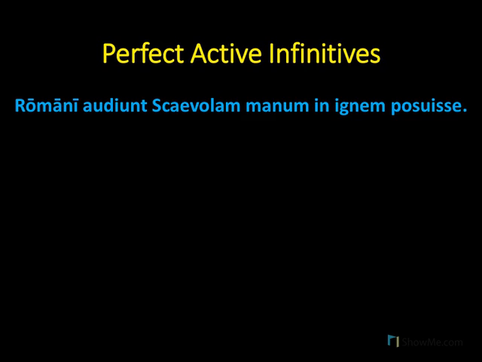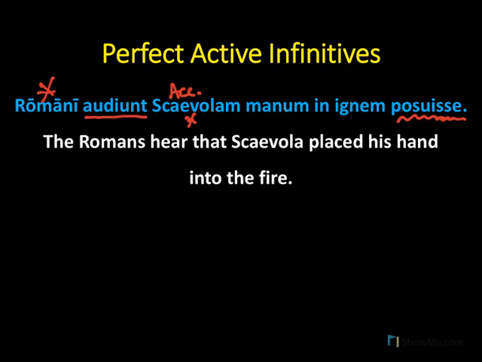Okay, here's our example. Romani audiunt Scaevolam manum in ignem posuisse. So the subject of our sentence is the Romani. Audiunt is the main verb. Scaevolam is the accusative subject of the indirect statement. And posuisse, coming from the verb to place, is our infinitive. So we'll translate this as, the Romans hear, present tense, that Scaevola placed his hand into the fire.